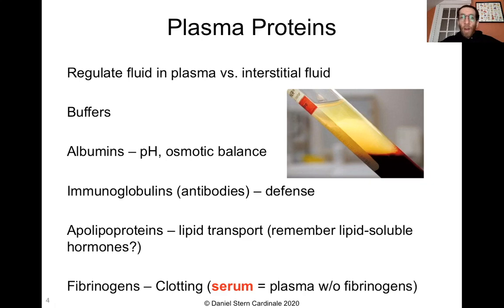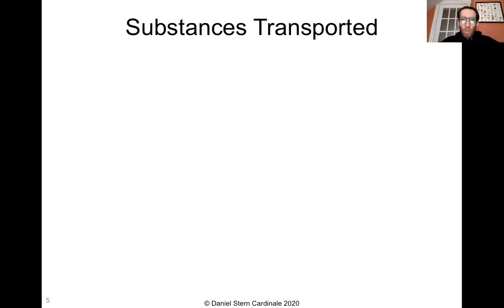Now, one more word for you related to plasma is serum. Blood serum is just the plasma with the fibrinogens removed. So that is a kind of separate thing. It's derived from plasma. It's plasma without one of the major components, the fibrinogens. There's also a lot of stuff that gets transported through the blood that we find dissolved in the blood in some way.